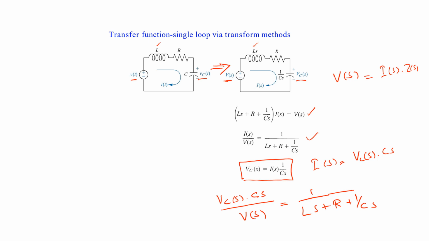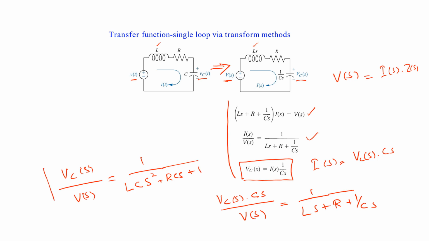And if we multiply this C of S on the right side, we can easily find the transfer function, which I'm writing here. C of S divided by V of S will be equal to 1 over LC S square plus R C S plus... C will be cancelled out, and CS will be cancelled out, and we will be left with 1. And this is the same transfer function which we found earlier.